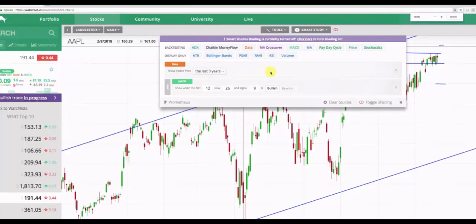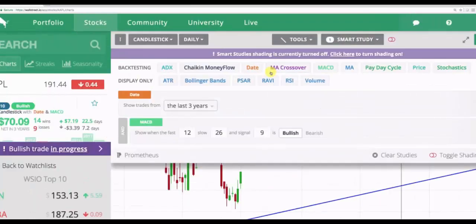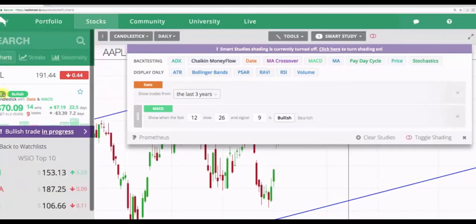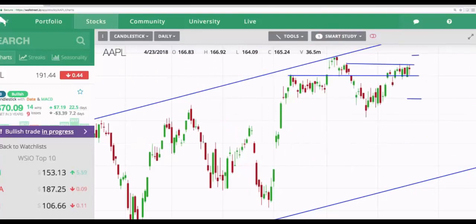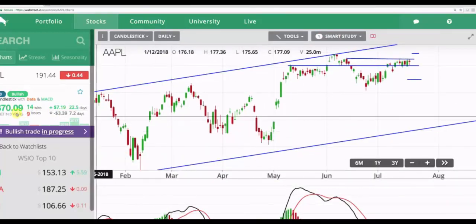So what I'm going to do right now is zoom in a little bit, maybe a little too far. There we go. Now on the left here, you see the results of the MACD. So we're looking at the last 3 years on the MACD. You can see that the MACD is now on our chart, and we're looking at the results. Over the last 3 years, it's been a profitable strategy.